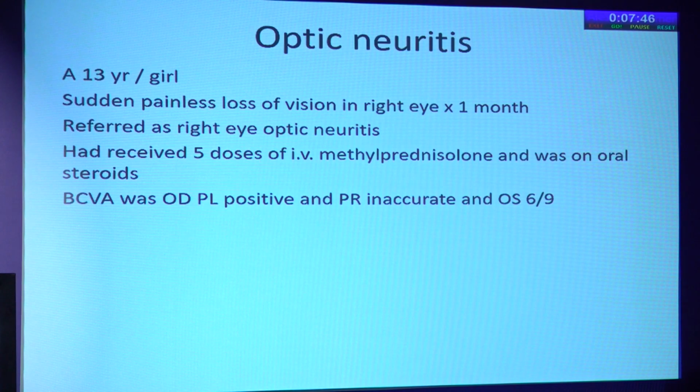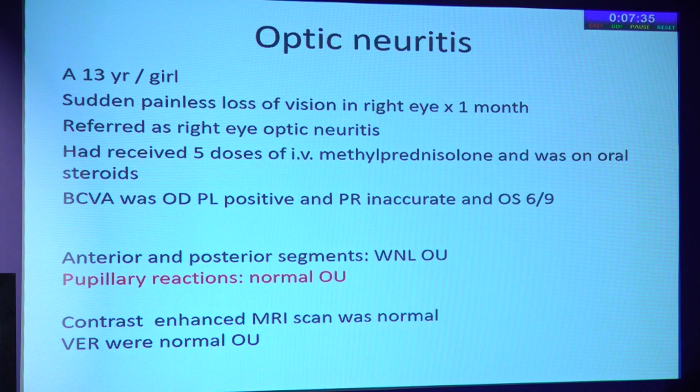A 13-year-old girl, sudden loss of vision in the right eye, referred as right optic neuritis, received 5 doses, no change. PL positive in one eye, PR inaccurate in the other, everything else normal. Again, the most important thing to pick up: with unilateral vision loss, large retinal lesions, and beyond, right up to the chiasma, anything, you are going to have an afferent defect. A pupil is the most sensitive test to pick up optic nerve lesions. Of course, large macular lesions will also be affected, but by that time an RAPD has come up, and you'll be able to see a fair amount of changes on the retina.